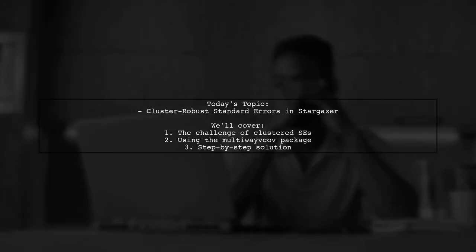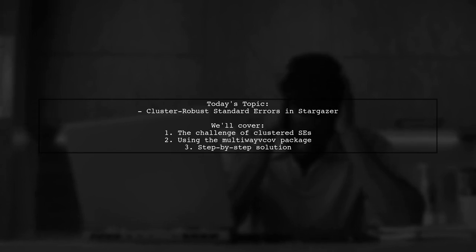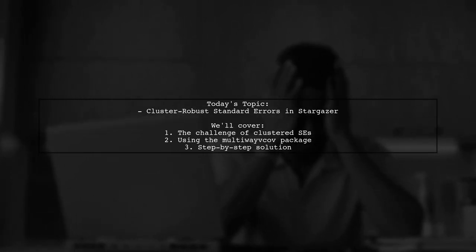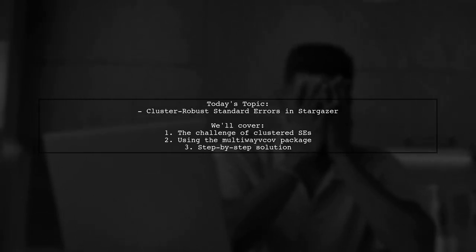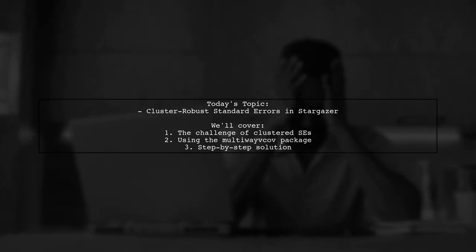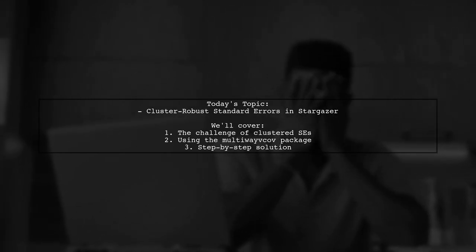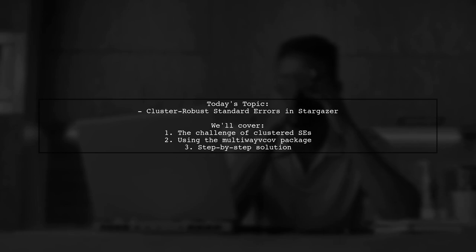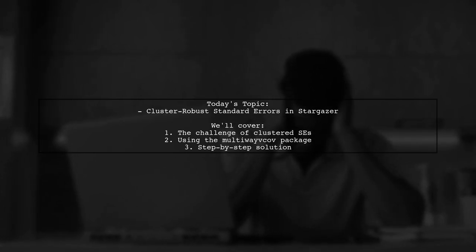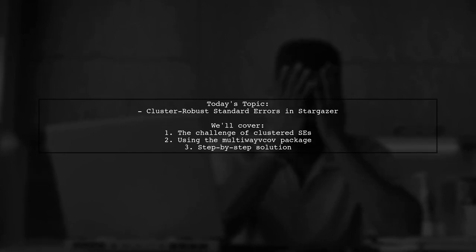Our viewer is looking for a way to compute these clustered standard errors, similar to how we handle heteroscedasticity robust standard errors using the sandwich package. They want to cluster by firm while using the lm function for their regression models. And they're also dealing with some NA values. Let's explore this question and find a solution together.